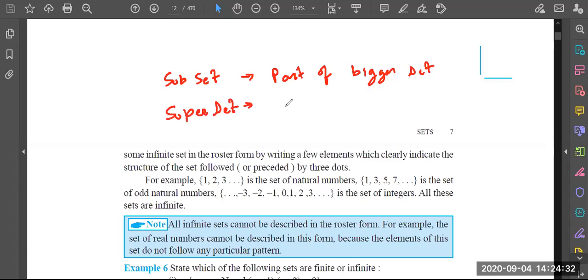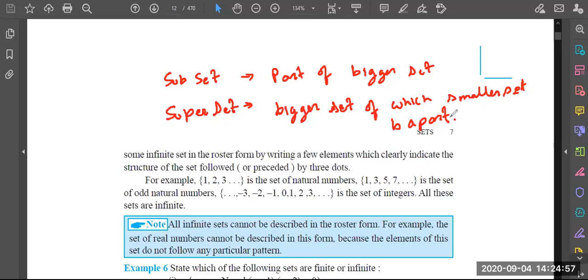Superset is basically the bigger set, right? Of which the small set is a part. Any set can either be superset or subset. For example, just take the example of integers. So integers, are you subset or superset? Tell me.